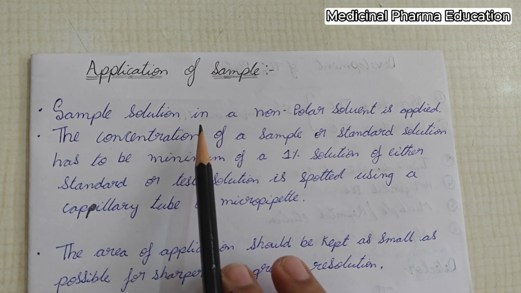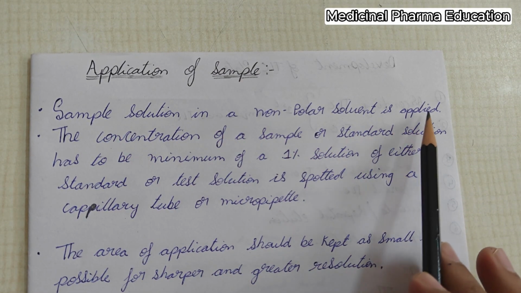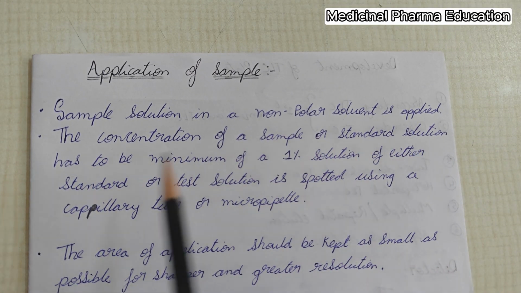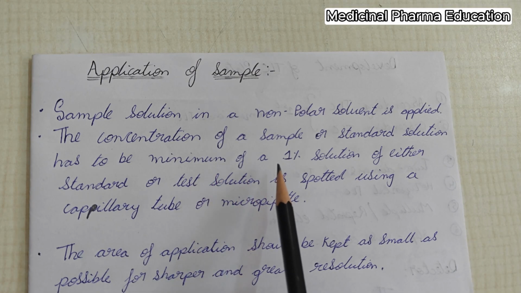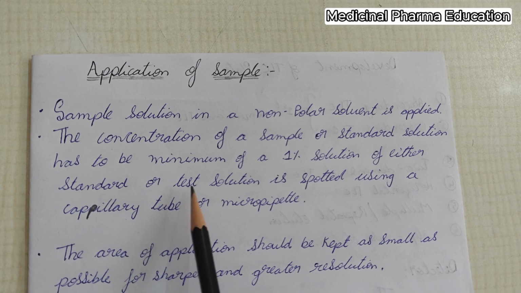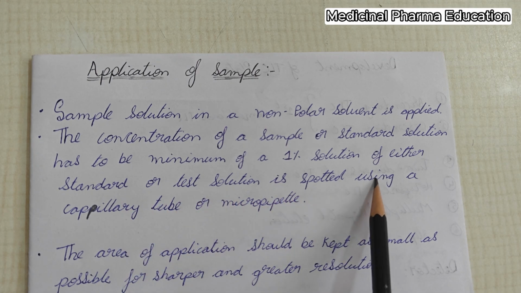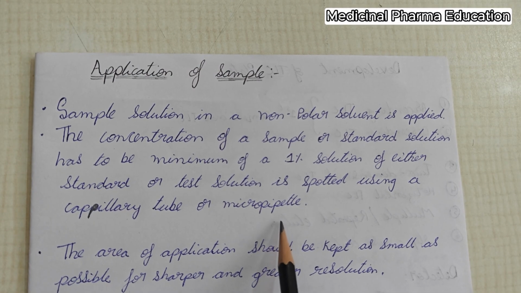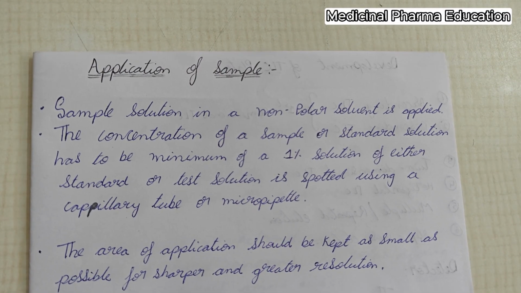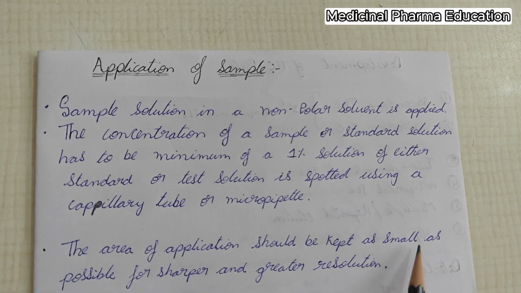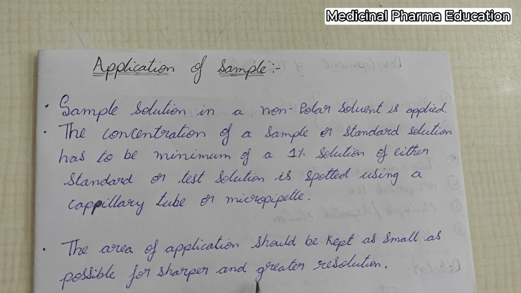A sample solution in a non-polar solvent is applied. The concentration of the sample or the standard solution has to be a minimum of 1% solution, either standard or test solution, spotted using a capillary tube or micropipette. You have seen the micropipette or capillary tube. By this capillary tube we will spot on the TLC plate. The area of application should be kept as small as possible for sharper and greater resolution.